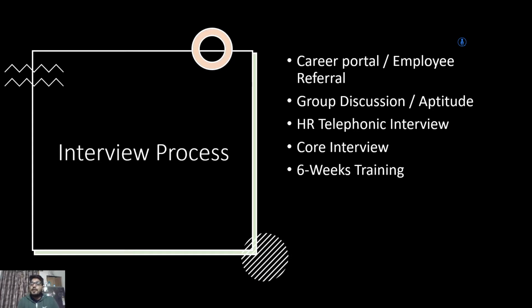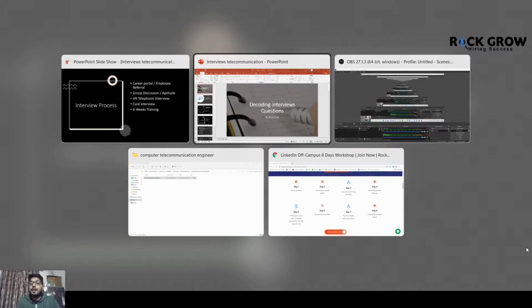Talking about the interview process, it's pretty much straightforward, guys. You can either go to their company's website career portal to apply for an open role, or you can go by the employee referral route. What I mean by that is, connect with people over LinkedIn working with these companies and ask for a job referral. Then we have a group discussion or aptitude round to filter out all the irrelevant candidates. We have an HR telephonic interview, a code interview, followed by a 6-week or different training period depending on the role for which you get hired.